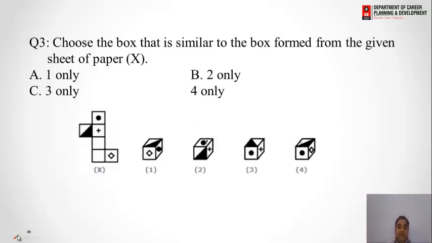The next we have, do the same thing with the sheet X and find which cube is right for this. As we know, plus is opposite to blank.